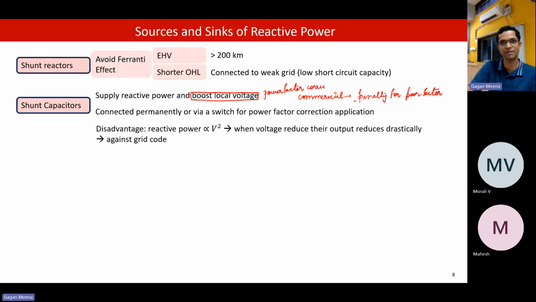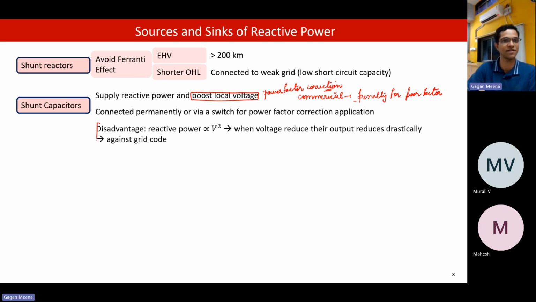The main use of a shunt capacitor is power factor correction. It can be permanently connected or connected via a switch. Or there can be a combination of capacitances, and depending upon the requirement, they can be switched.